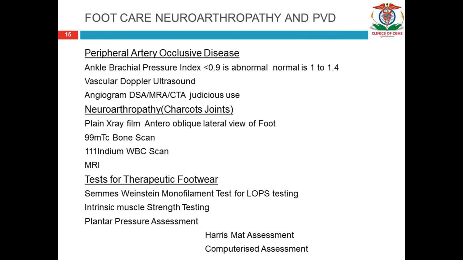ABPI, ankle brachial pressure index, is a good indicator of the arterial blood supply in the feet. ABPI less than 0.9 is abnormal. ABPI of less than 0.5 warrants an urgent referral to a vascular surgeon in case of any patient, not only a diabetic. A vascular ultrasound angiogram can be advised by the vascular surgeon, we can do it.